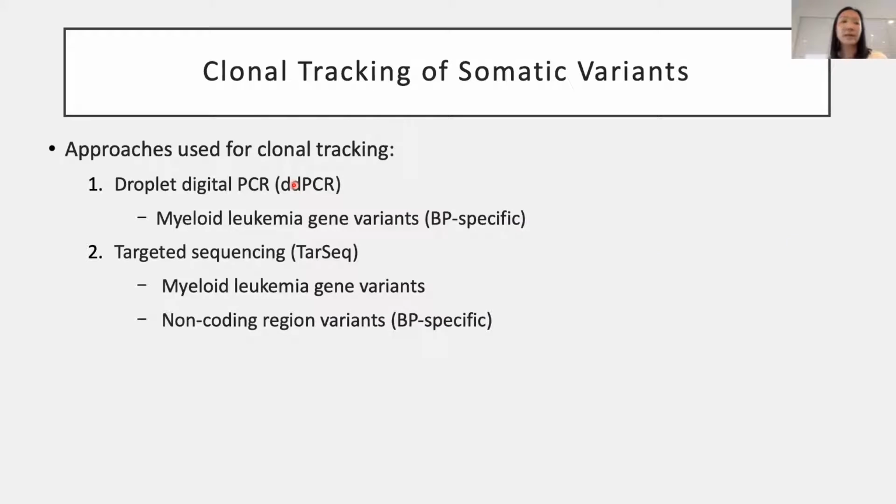So the next step in our project was to do clonal tracking of the blast phase variants using a much more sensitive approach, and we used 2 approaches. The first approach was to do droplet digital PCR, and using this technique, we looked specifically at myeloid leukemia gene variants, and in particular, we focused on blast phase specific variants. We're also performing targeted sequencing through OICR, and our panel includes variants that target myeloid leukemia genes, as well as blast phase specific non-coding region variants.